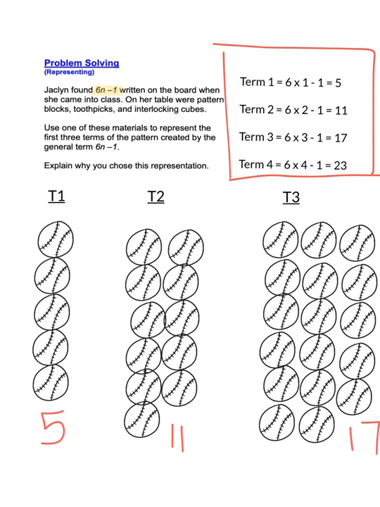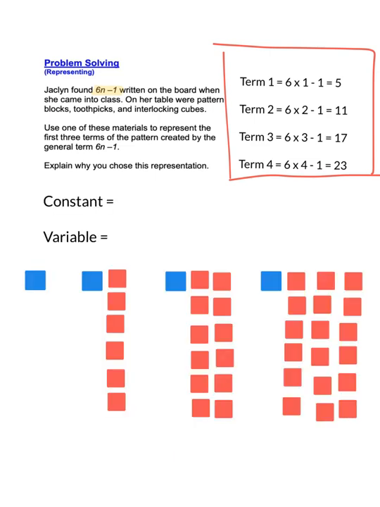What I'm going to show you next is how we could use the integer tiles that we used in class for adding and subtracting positive and negative numbers. I'm going to show you how we could use those to represent the variable and the constant in this pattern and still end up with 5, 11, 17, and so on for each of our terms of this pattern. Okay, so here is an example of a more sophisticated method of representing this pattern.